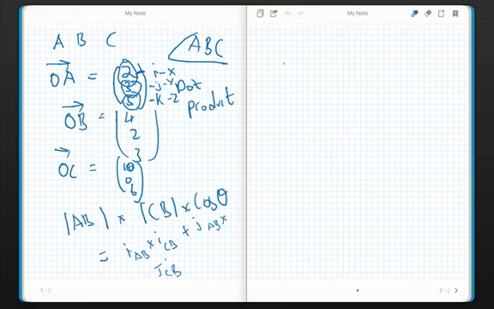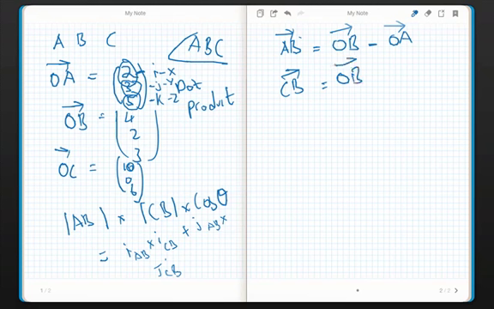Now let's do this. How do we find AB? In this case, the vector AB is always equal to, take the second letter OB, that's the position vector OB, minus take the first letter OA. This is just vector notation. And the vector CB is just OB, take the second letter, minus OC, take the first letter. So, AB is equal to OB minus OA.